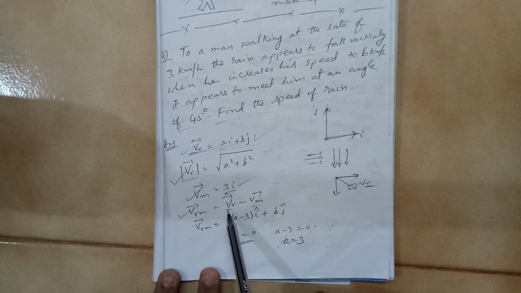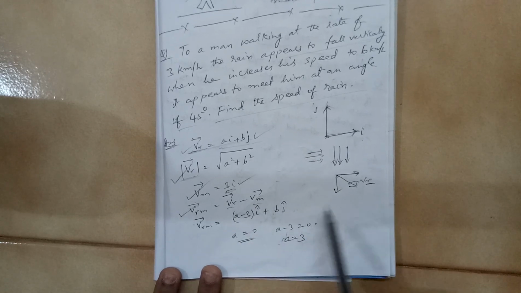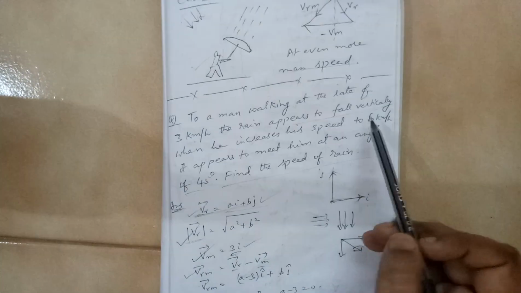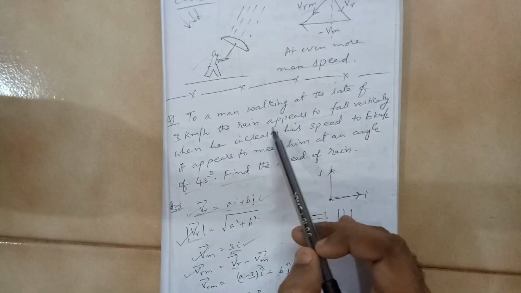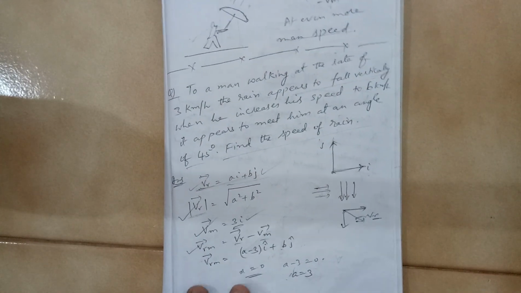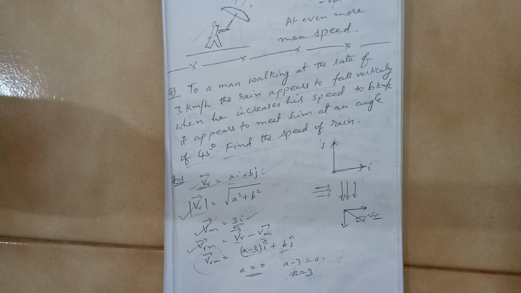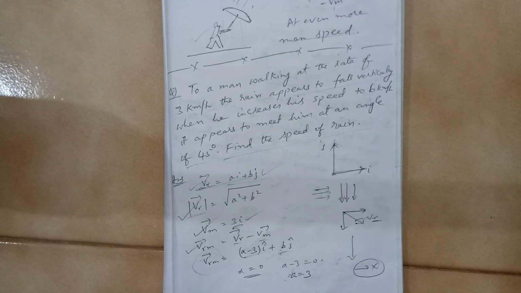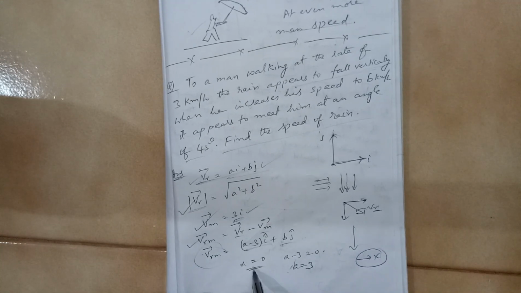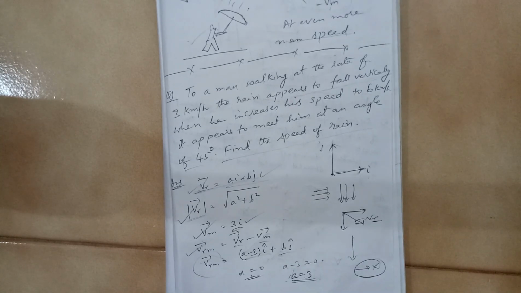It will become (a minus 3) i plus bj. Take all the i's and the j's. Now, in case 1, he says that it appears to fall vertically. When it appears to fall vertically, this VRM has an x component and a y component. The x component will be 0, since there is no horizontal component. So x is equal to 0. From here you can calculate a. So only one variable we have calculated.